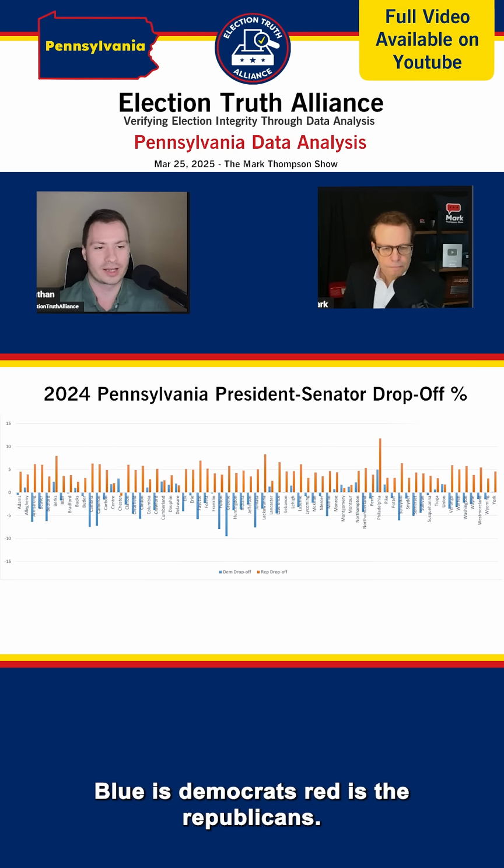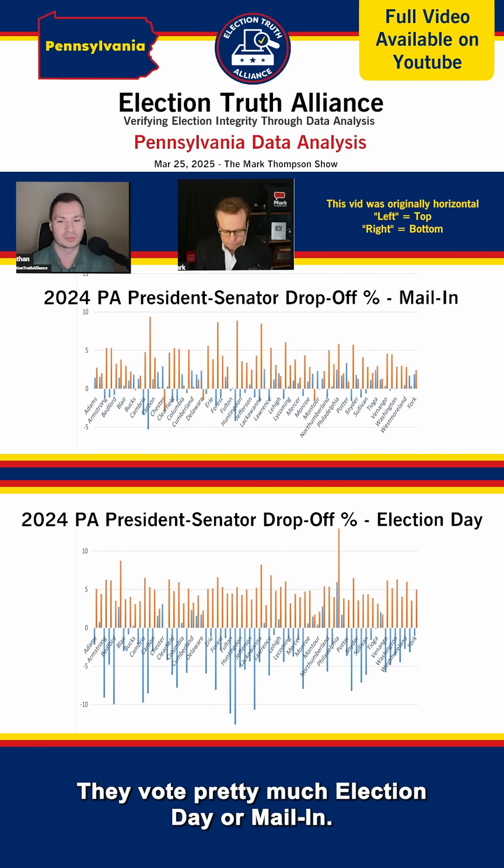This is the same concern we saw in Clark County, Nevada. We saw mail-in and election day actually there didn't show significant signs of manipulation, but early voting did. Pennsylvania doesn't have an early voting. They vote pretty much election day or mail-in.